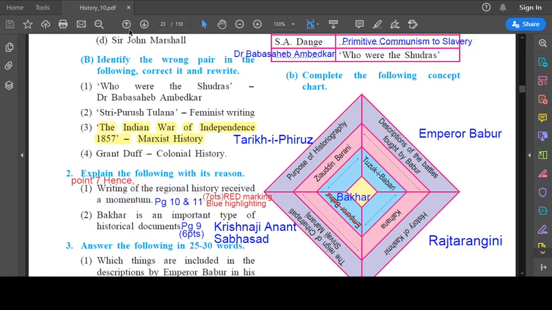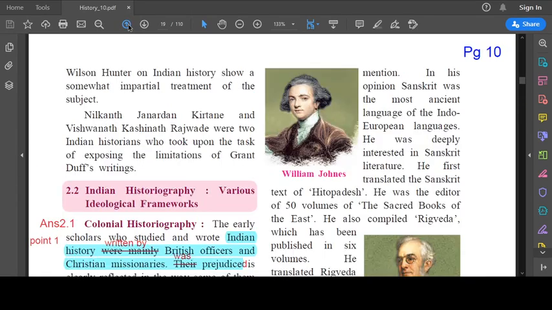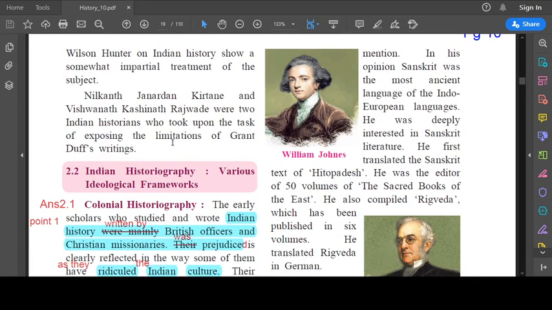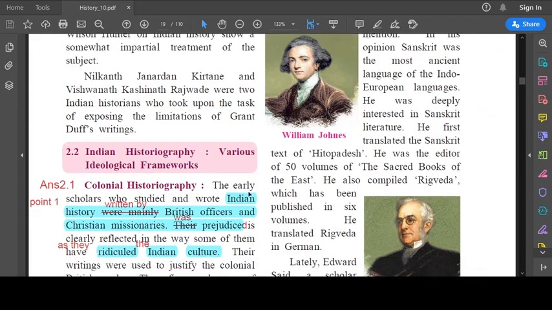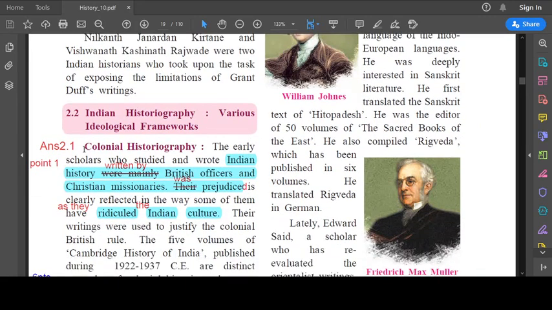So we'll go to page number 10, children. Answer 2.1. So page 10. Here, left hand side, can you see it's highlighted in pink over here? 2.2. Indian historiography, various ideological frameworks. In that, see colonial historiography. See the second line. I've made some changes over here. I'll read it out to you all.